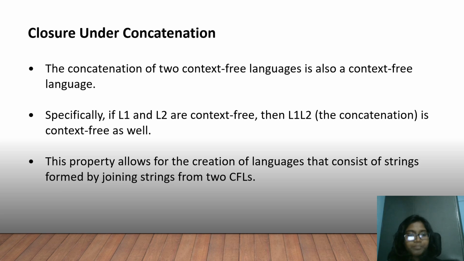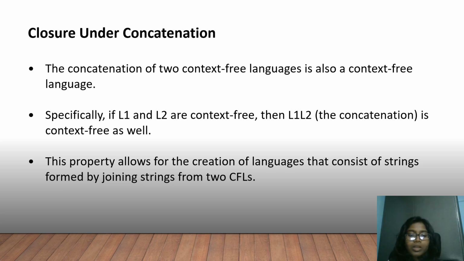Closure under concatenation. The concatenation of context-free languages is also a context-free language. This is the second closure property. Specifically, if L1 and L2 are context-free, then the concatenation of L1 and L2 is context-free. Like I said, L1 has 1, 2, 3, 4 and L2 has 5, 6, 7, 8. So the concatenation of L1 and L2 will be formed by the first and the second one. In L1 we have 1 and in L2 we have 5, so 15, 26, 37 and 48.